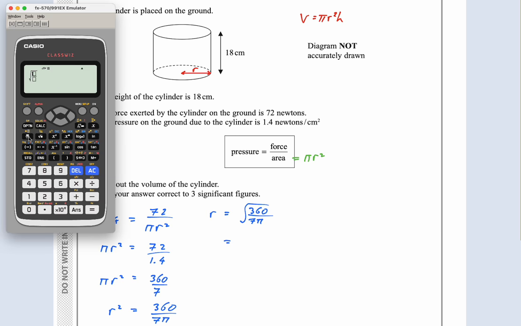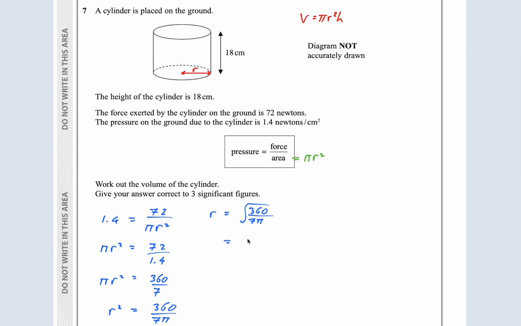So it's the square root of 360 over 7 pi. And we get 4.046. So this is 4.046. Then we can get the volume. The volume is equal to pi times radius, 4.046 squared, times h, which is 18. That's straight from this formula.